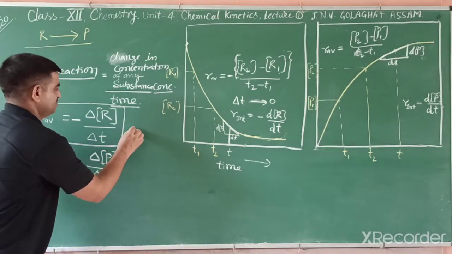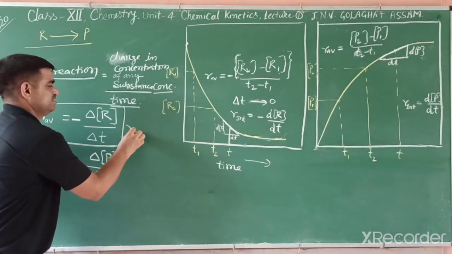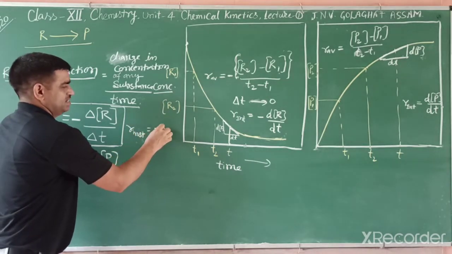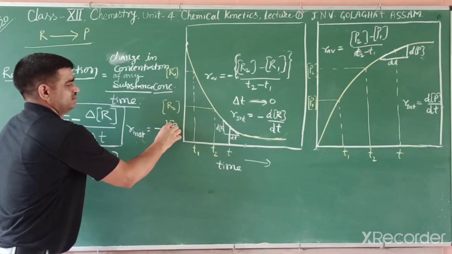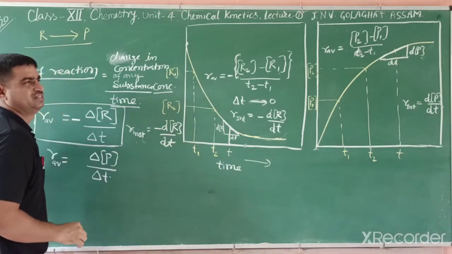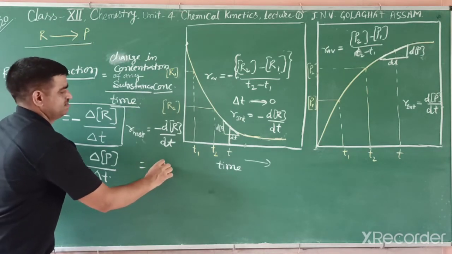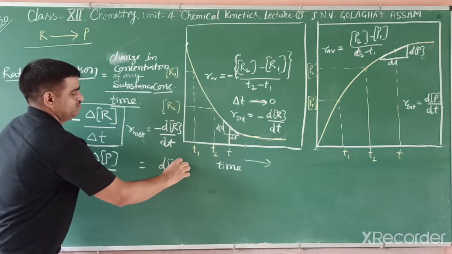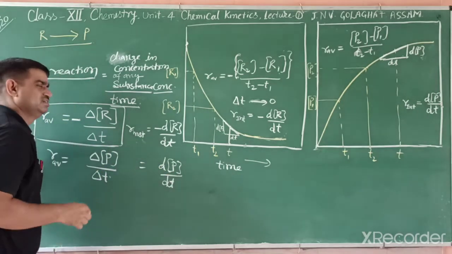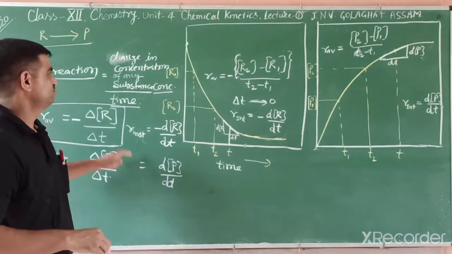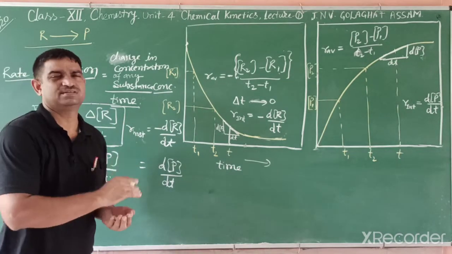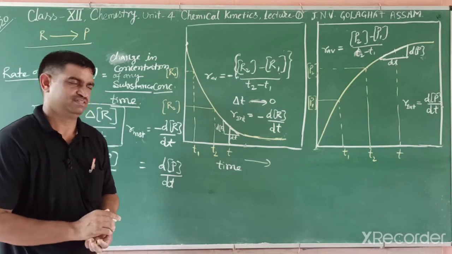So we can write this equation, instantaneous rate is equal to minus dR divided by dt, a very small change in time, and we write dP, means a very small change in product, by dt. So that one is the instantaneous rate and this one is the average rate. Both are very important, and we will take further examples so you can understand in detail.